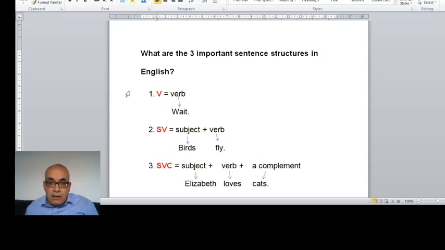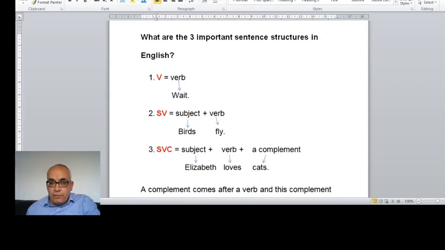So these are the 3 main structures, sentence structures, how you make a sentence, how you build a sentence. Remember, so one verb, or subject and verb, and number 3, subject, verb, and then complement.